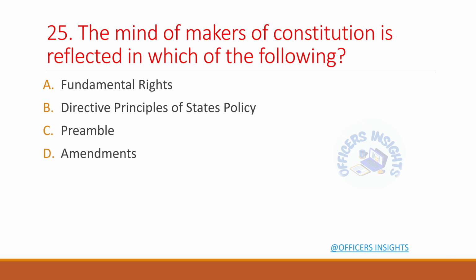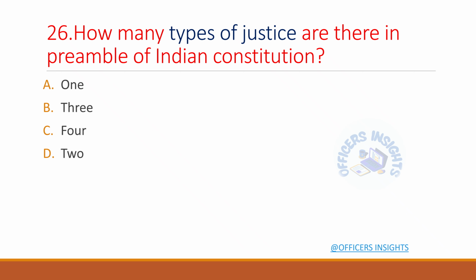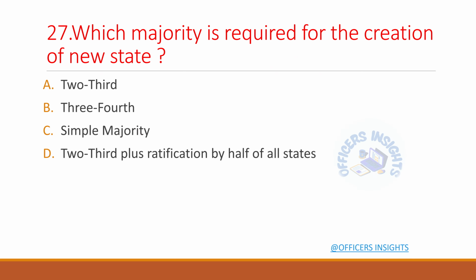The mind of makers of constitution is reflected in which of the following? Correct answer is option C, preamble. How many types of justice are there in preamble of Indian Constitution? Correct answer is option B, 3. Which majority is required for the creation of new state? Correct answer is option C, simple majority.